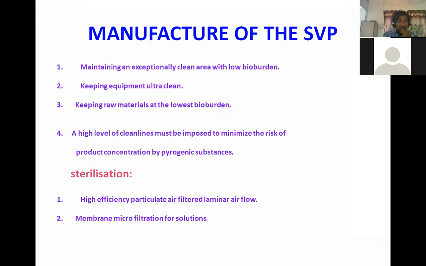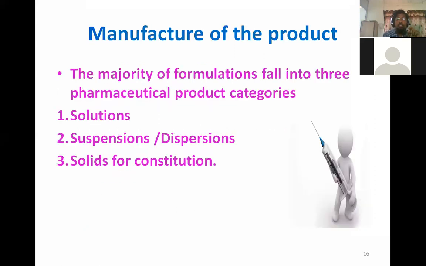Then you have sterilization, high efficiency particulate air filters, right? That is, HEPA filters should be used, and laminar airflow should be used to maintain the sterilization activities. Then membrane microfiltration is especially used for filtering solutions in order to get rid of pyrogens and other kinds of bacteria. Then manufacturing of products: the majority of the formulations fall into three pharmaceutical product categories, that is parenteral solutions, parenteral suspensions, and parenteral solids for reconstitution, right?